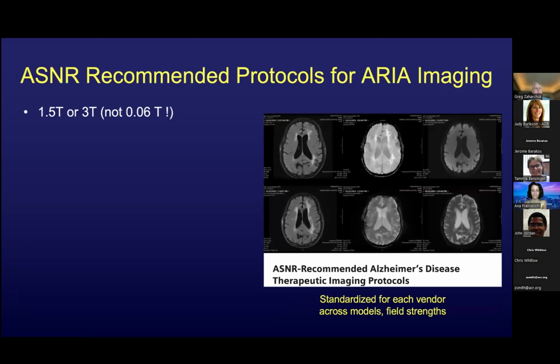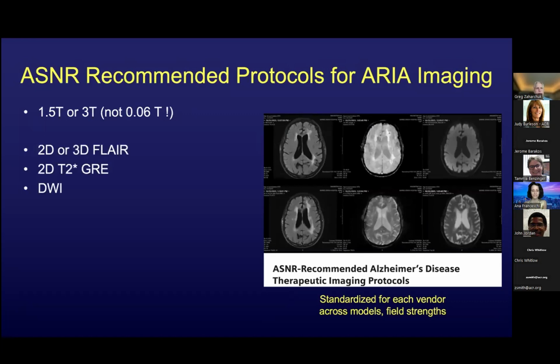ASNR has recommended some protocols for ARIA imaging, and I just want to share some of those with you here. They felt that 1.5 or 3T were both sufficient, but again, remember, this is probably not something you can do at ultra low field, although I know Dr. Benzinga is doing a trial looking at ultra low field in this setting. I think one of the great challenges will be to identify microhemorrhages at extremely low field. So again, you probably want to use standard high field scanners.